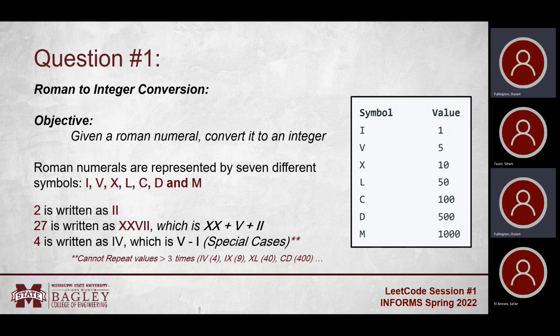So to start, our first question was the Roman to integer conversion. I believe it was LeetCode question number 13. So the main objective for this problem is, given a Roman numeral as input, we want to convert it to an integer value and produce that as our output. A little bit of background on this: Roman numerals primarily contain these listed here: I, V, X, L, C, D, and M.